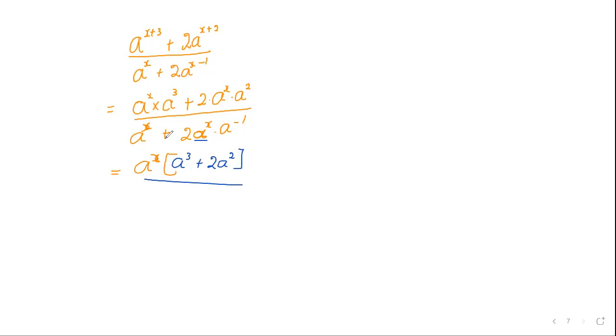On the bottom, there's a^x and a^x. We take it out. This is 1, 2, a to the power minus 1, which can be rewritten as 1 over a. That's what you have here. You see that? We'll cancel that. And I remain with, on top, a to the power 3 plus 2a squared.